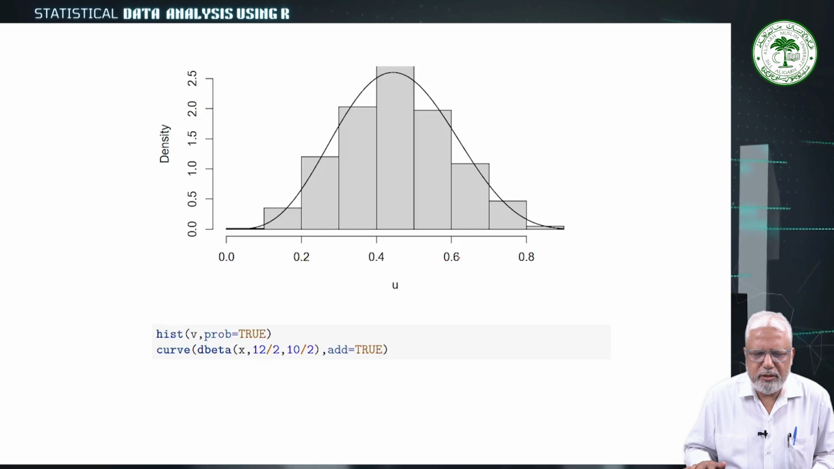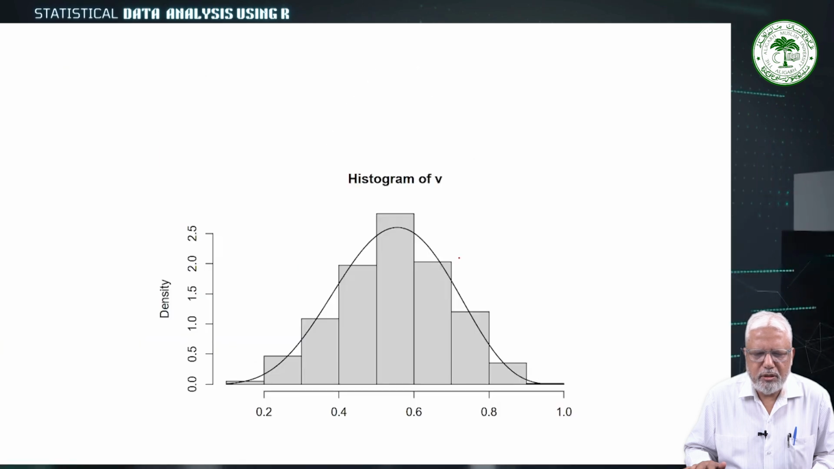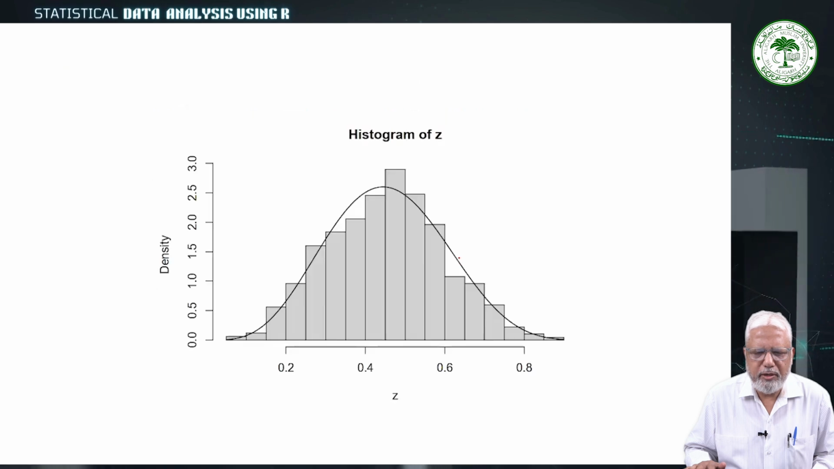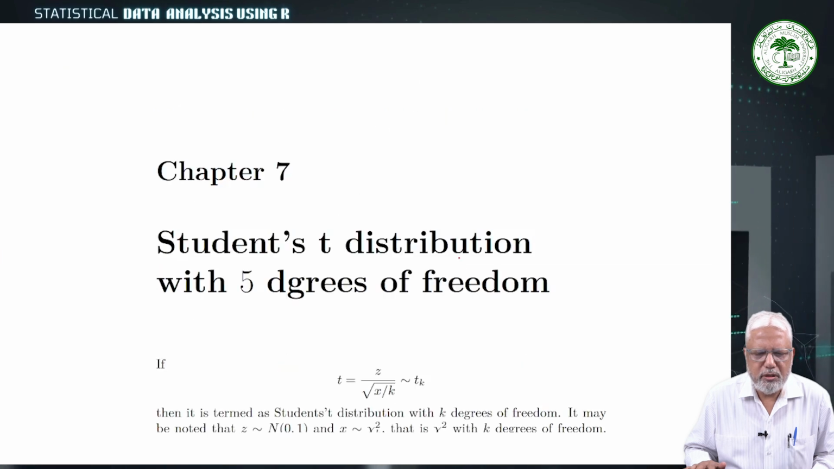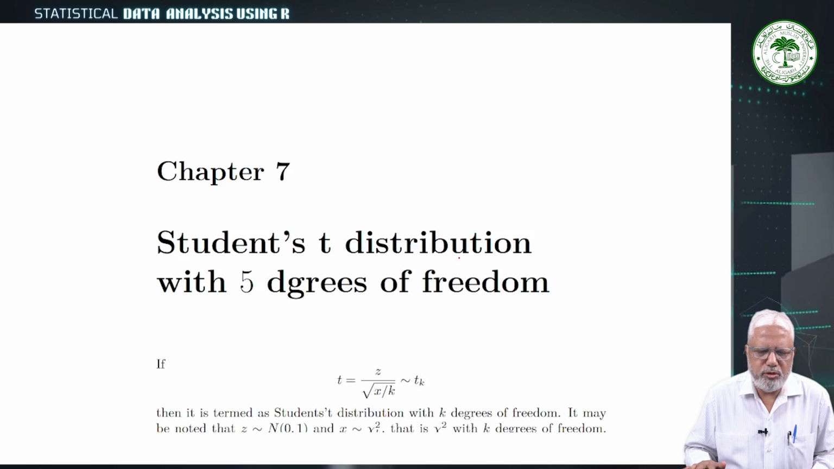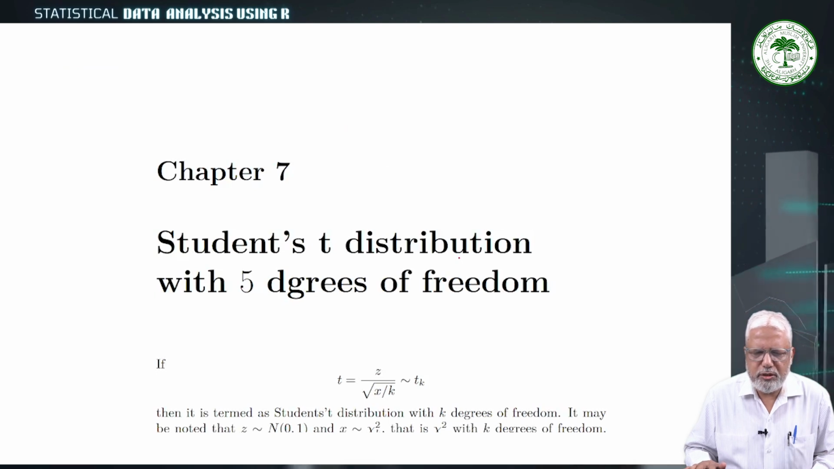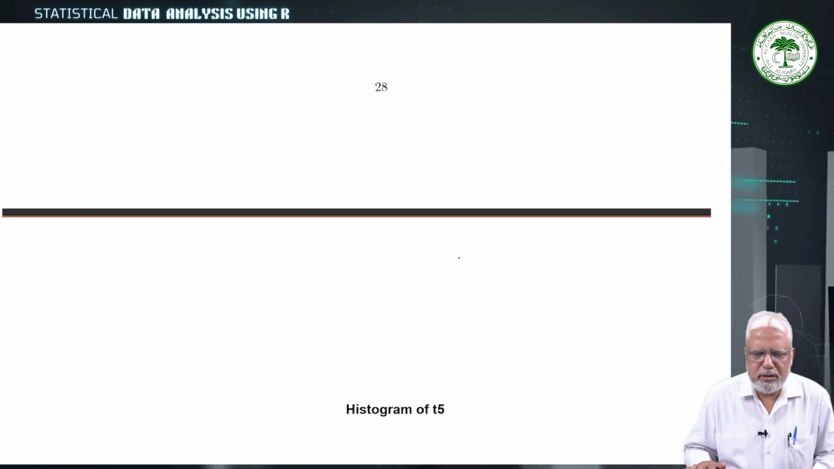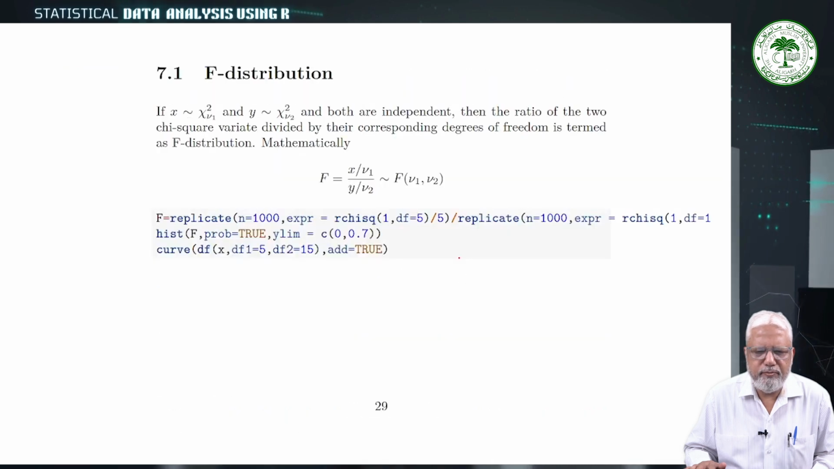I think I have already discussed these things. Another problem I have already discussed. Student's t distribution, with 5 degrees of freedom, I have already discussed.